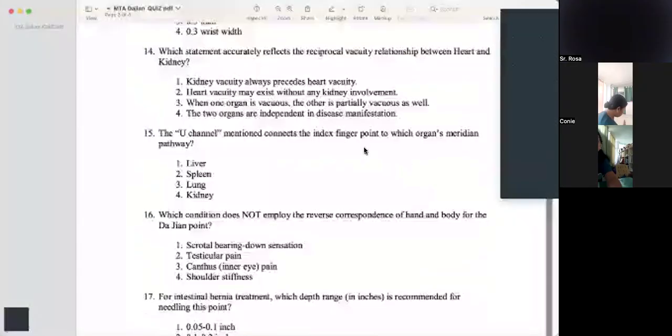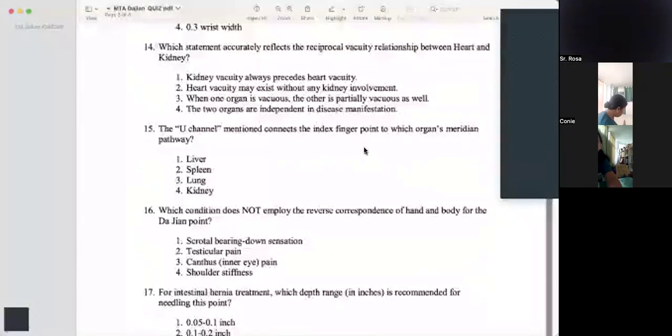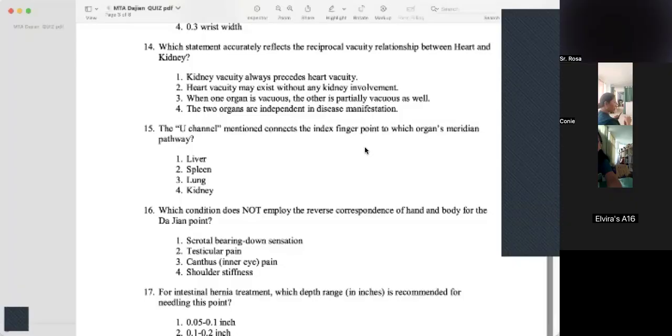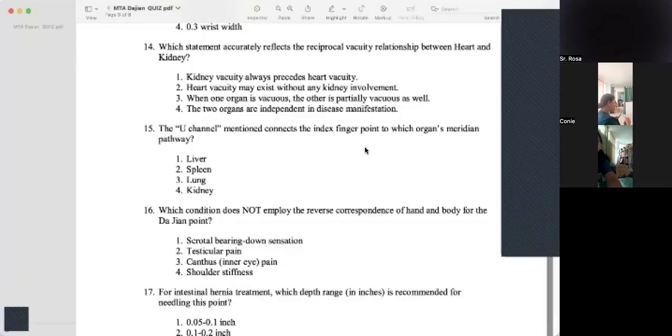Which statement accurately reflects the reciprocal vacuity relationship between heart and kidney? Number 3. When one organ is vacuous, or very deficient, the other is partially vacuous as well. So that's another term for deficiency.